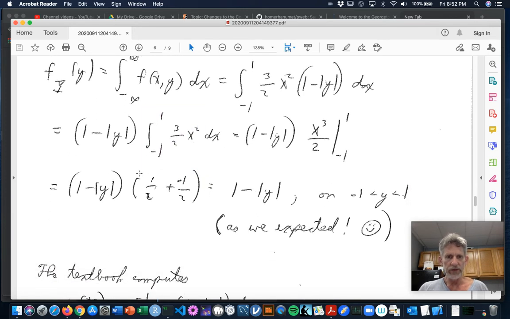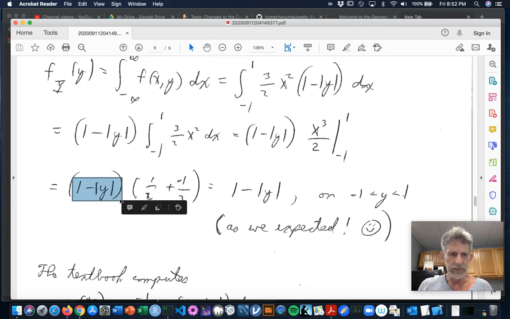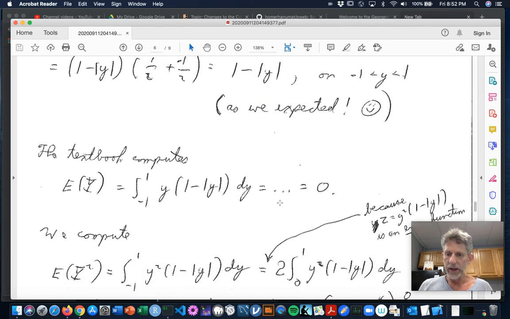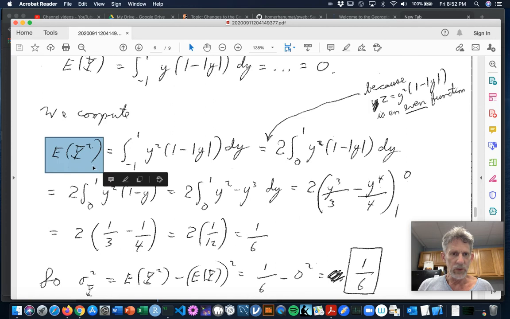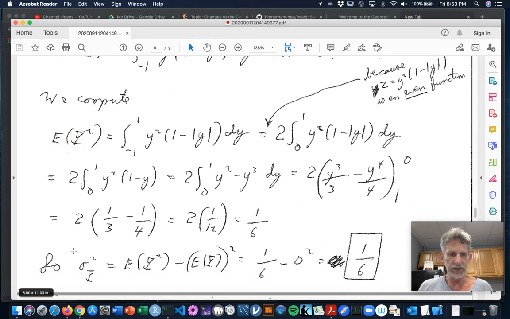And sure enough, there's a typo here. That should be a minus a half, not a plus. And we work it out. So it's a 1/2 plus a 1/2, which is a 1. And then we're just left with this, just like we expected. And so now we can get the expected value of y, which the book, skipping the step of finding the marginal, found to be 0. And the expected value of y squared, we need to get ourselves so that we can apply the shortcut formula.